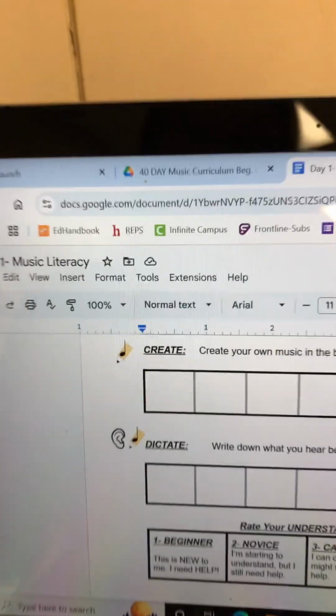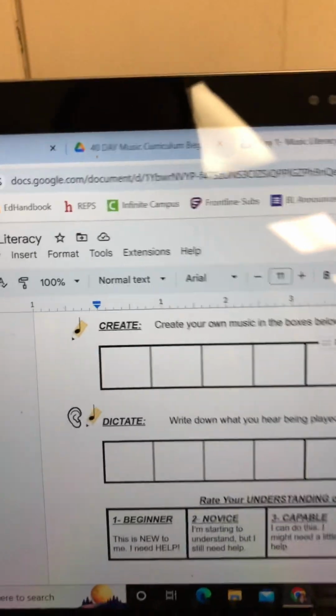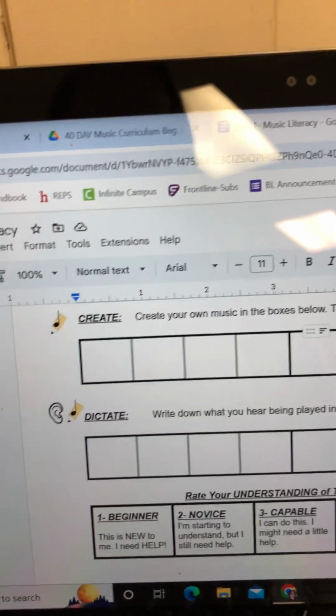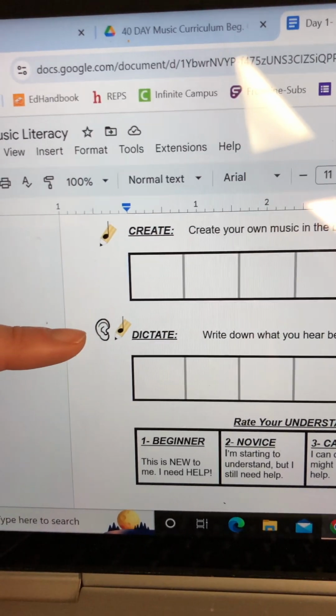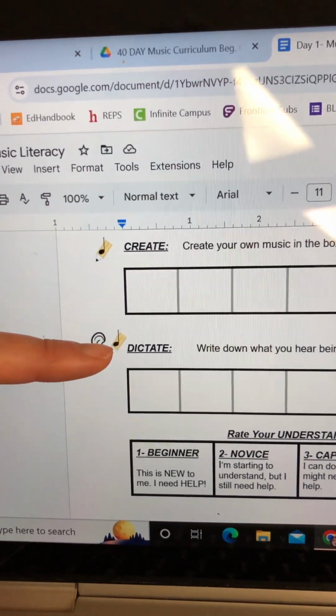The next one, I don't know if the sub will be able to do this, but I'll probably end up doing this just for funsies, and hopefully I can make sure I can write down what we did. Okay, see this little ear? I'm going to play something for you, and then you see a little pencil with a note next to it.